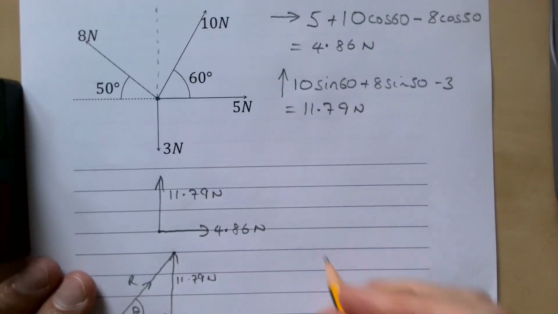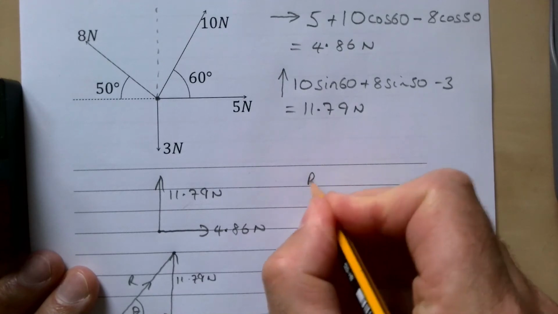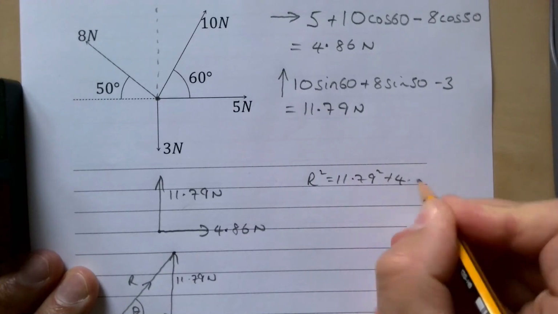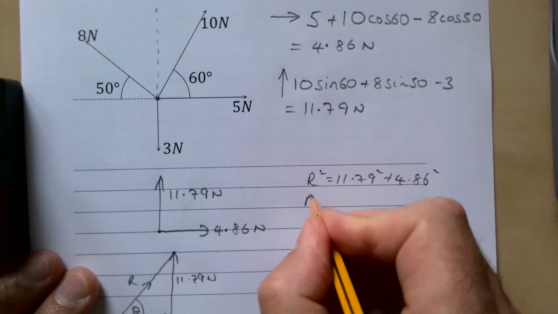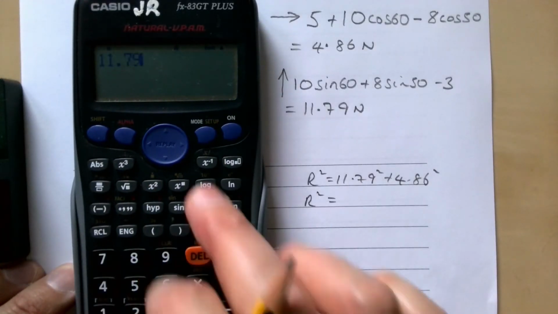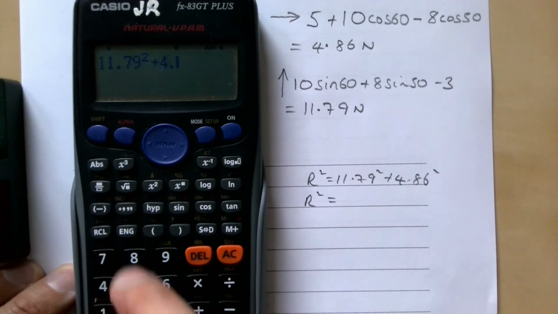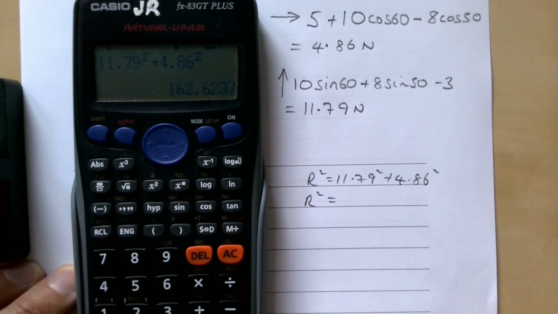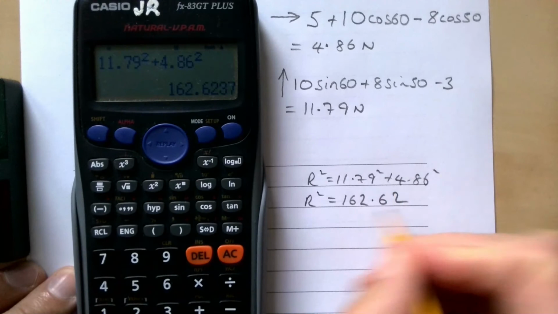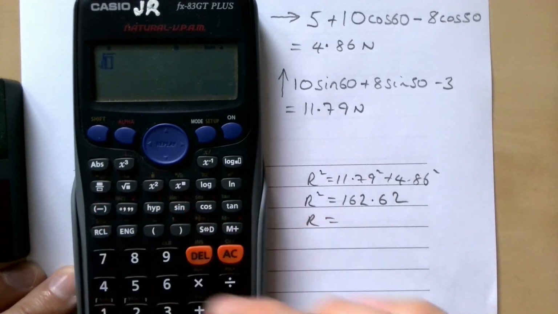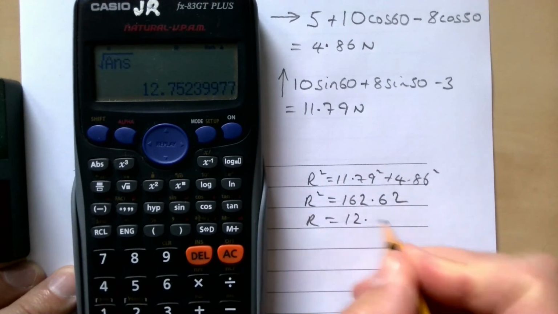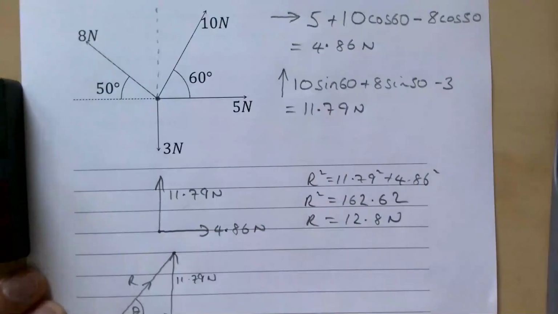Okay, so to work out my R, R squared equals 11.79 squared plus 4.86 squared. R squared equals 162.62. That means my resultant force is 12.8. So the resultant then is 12.8 newtons.